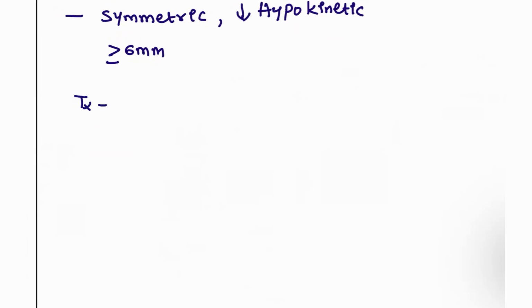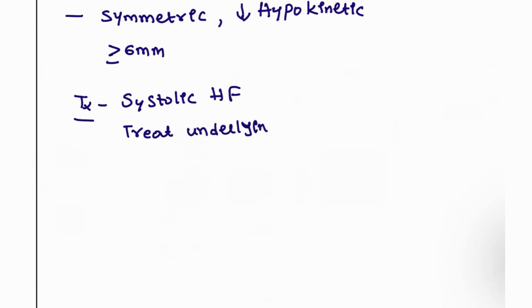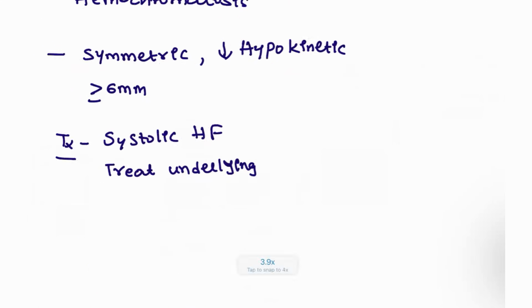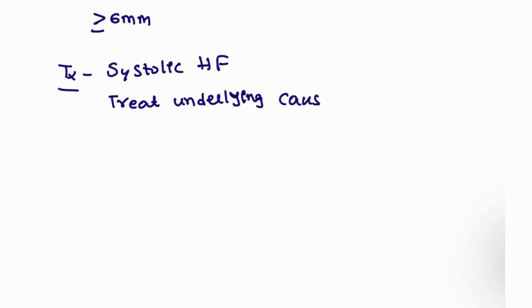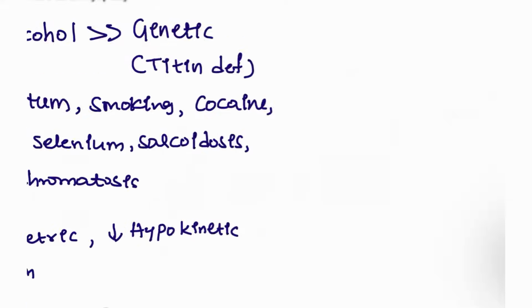This patient has developed systolic heart failure. So the treatment should be to treat the underlying cause. If the patient is taking alcohol, try to quit the alcohol. Cocaine, try to decrease. Peripartum, treat the peripartum period. And sarcoidosis, again. So most of the underlying causes should be treated. So treating the underlying cause is the treatment for this patient. Right? Next, moving on to hypertrophic cardiomyopathy.